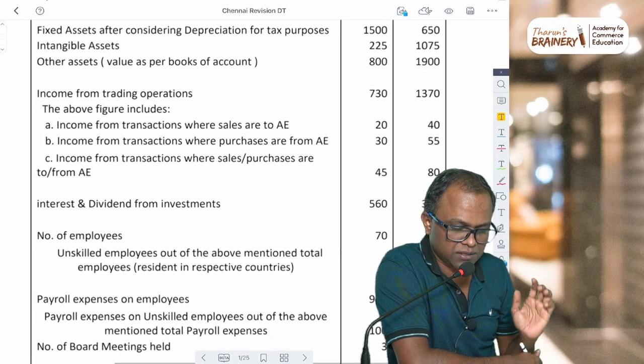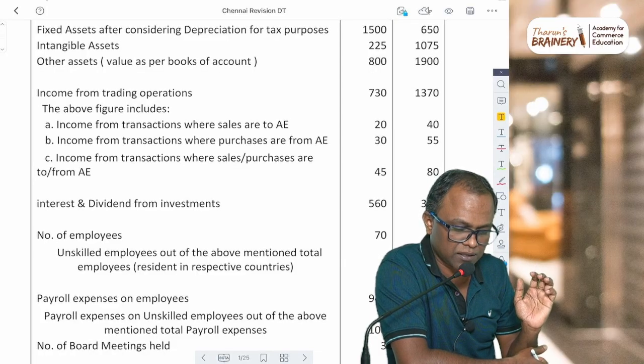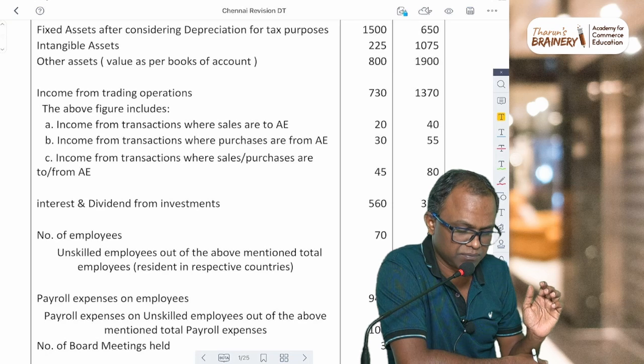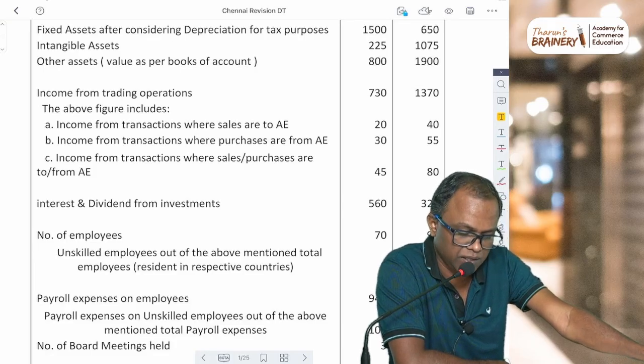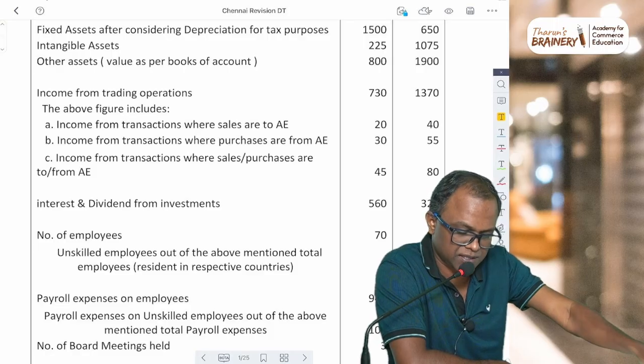Income from trading operation, the above figures include income from transactions where sales are to AE. That is not a passive income. Income from transactions where purchase are from AE, not a passive income. Income from transactions where sales or purchases are to and from AE. Yeah, that is passive income. Interest and dividend from investments, passive income.